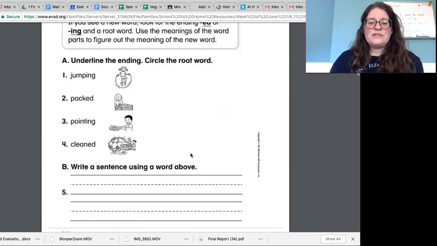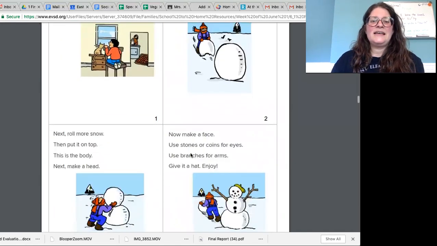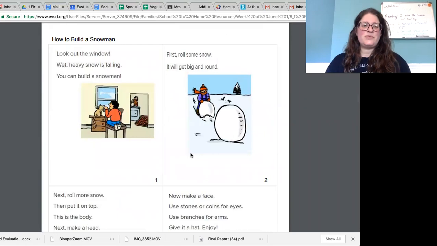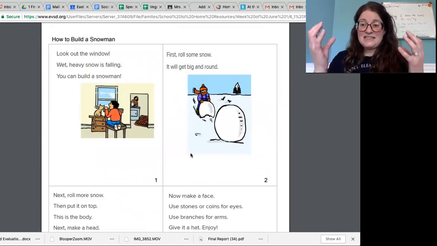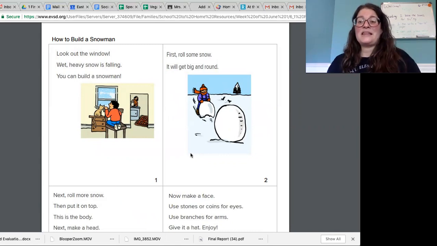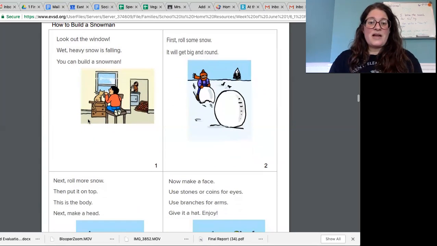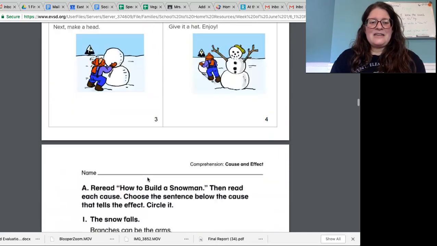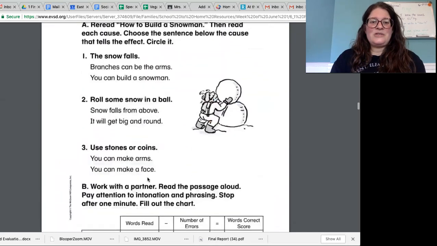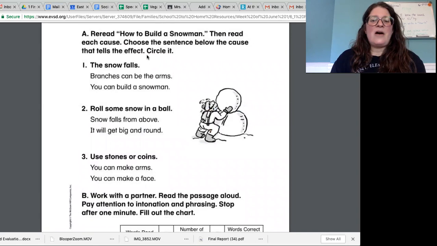We're also still working on cause and effect. If you remember from last week, we talked about how something happens in the story and it leads to something else, the effect happening later. So you're going to read about a snowman. It's kind of fun to think about snow even when it's hot outside. You're going to read it, and then think about how cause and effect is happening in that story. We practiced it a lot, so I want to see if you can do it on your own.